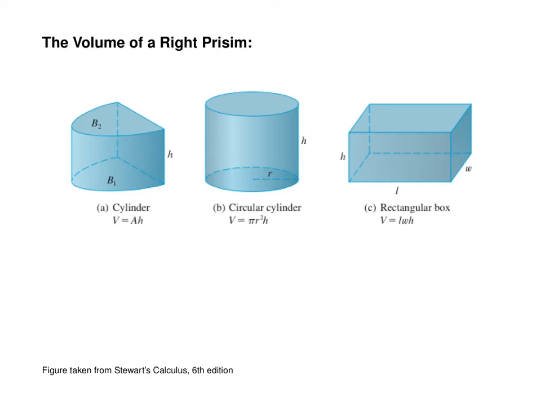First, we will review how to find the volume of a right prism. In general, the volume of a right prism, V, is equal to the area of the base times the height. So for this particular cylinder, the area of the base is whatever B1's area is, times the height. And here are some specific examples with known bases.